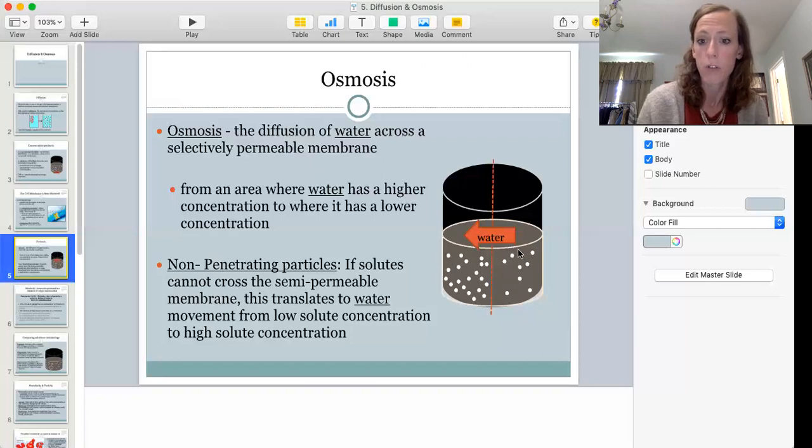So if you've got more water over here and less over here, so more on the right, less water on the left, then water would be moving from right to left in this container, okay? So this equates basically to movement from the low solute concentration, the low particle concentration, to the higher solute concentration, so higher number of particles. But water would be the thing moving if the particles can't cross the membrane, okay?